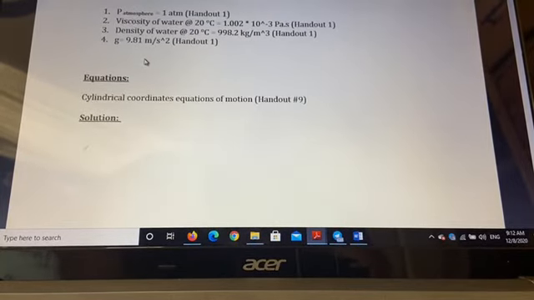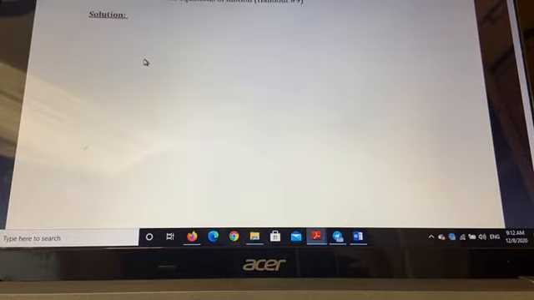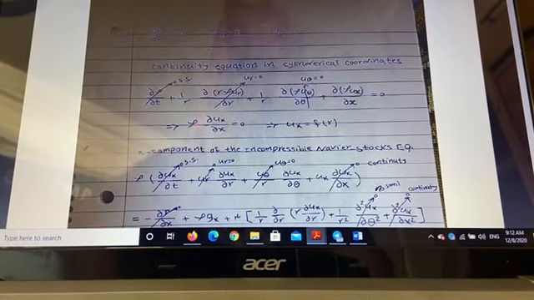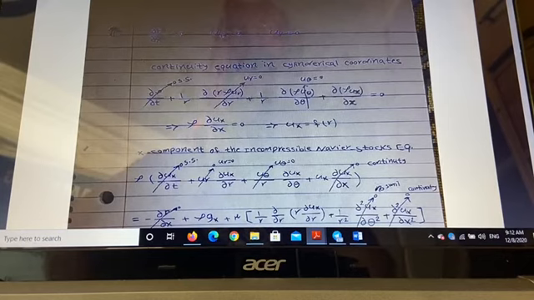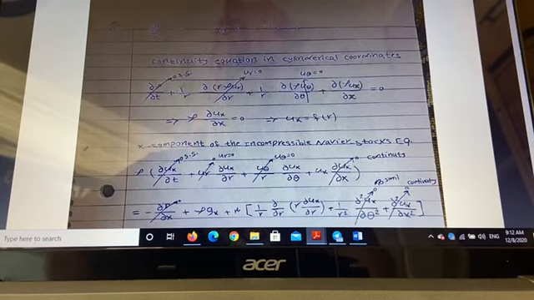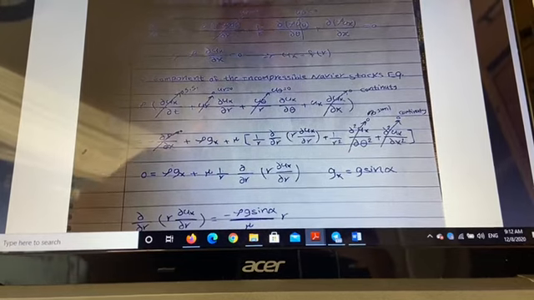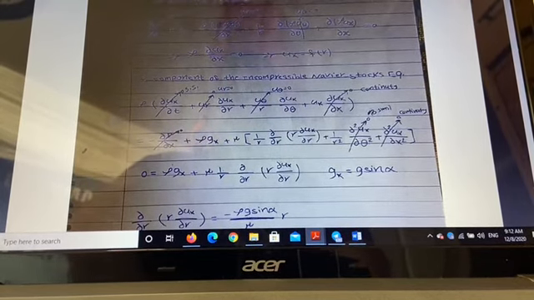I got the properties from handout 1, and I got all the equations from the cylindrical coordinates equation of motion on handout 9. And take a quick look at the solution. So I have the continuity equation and simplify that with steady state, no U_r or no U_theta. We get the continuity equation result here. And we have the x component of the incompressible Navier-Stokes equations as well.